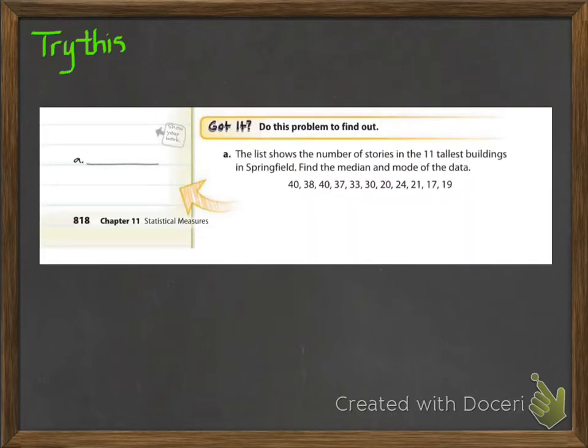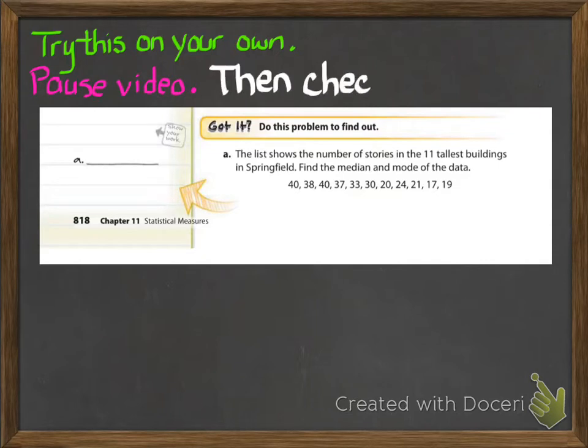Okay, so now on this guy right here, I want you to go ahead and try this one on your own just like we did before. So you're going to go ahead and pause your video, and then you're going to check your work using the information that I've given you. All right, go ahead and do that now, and then push play when you're ready to check your work.